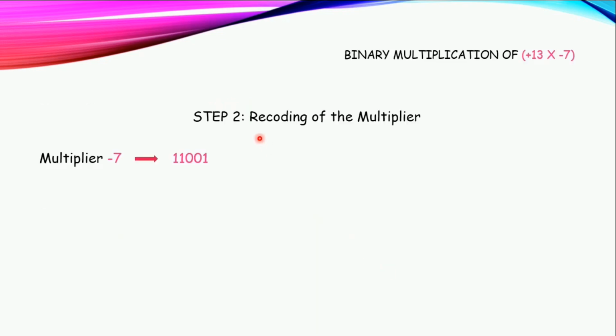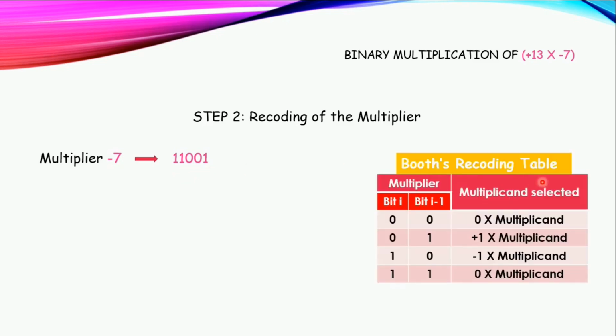The second step is a very important step, the recoding of the multiplier. This is the 2's complement format of my multiplier, 11001. It has to be recoded using the Booth recoding table, otherwise known as the bit recoding table. Based on the ith bit as well as the i minus 1th bit in the multiplier, we choose the appropriate value for multiplying the multiplicand. Initially I don't have any i minus 1th value, so I am going to assume 0 as the i minus 1th value.